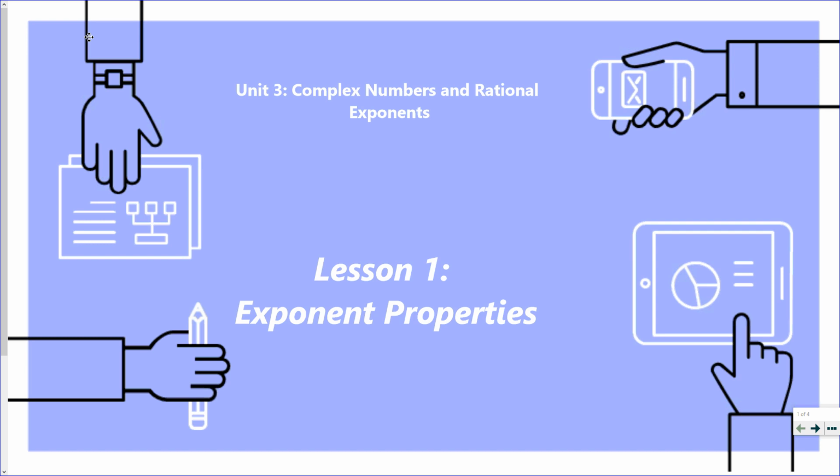Okay, so let's start with the basics. First off, what is an exponent? An exponent is repeated multiplication, right? So we know that 2 times 2 times 2 can be rewritten as 2 to the third. And that's notation that's been in existence for hundreds of years.